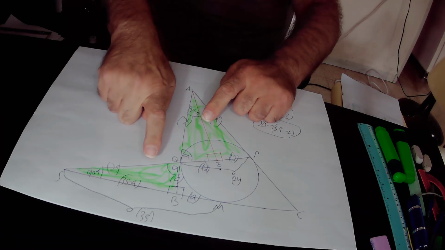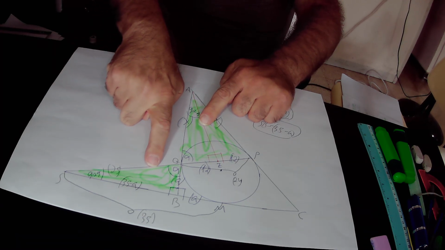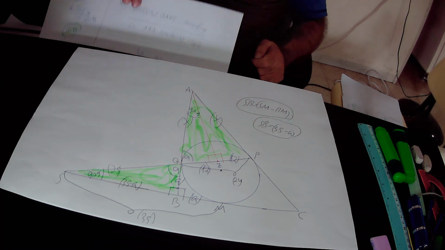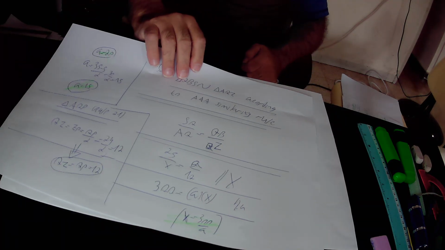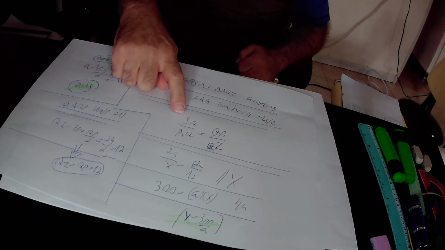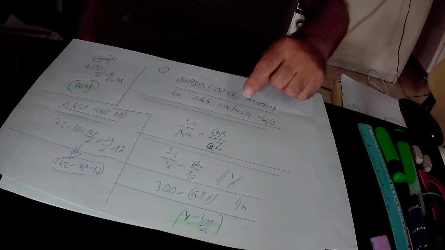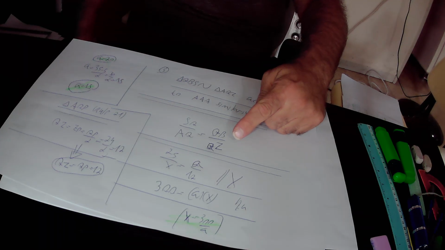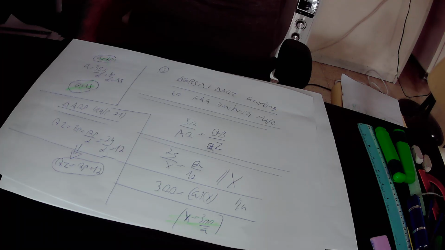We derive from the fact that those four triangles are similar to each other that the following relationship exists between their sides. Side SQ of the small triangle SQB, or side AQ of the big triangle AQZ, is equal to side QB of the small triangle SQB, or side QZ of the big triangle AQZ.